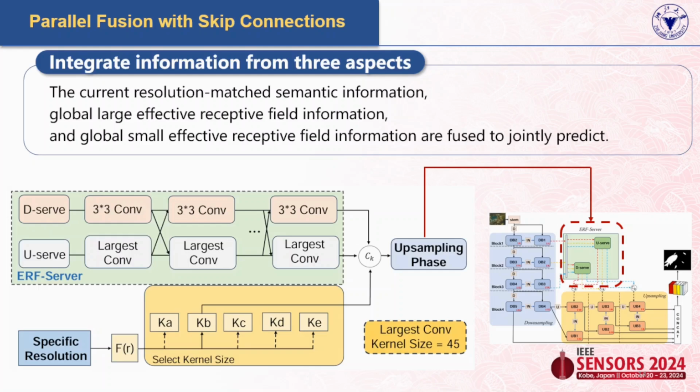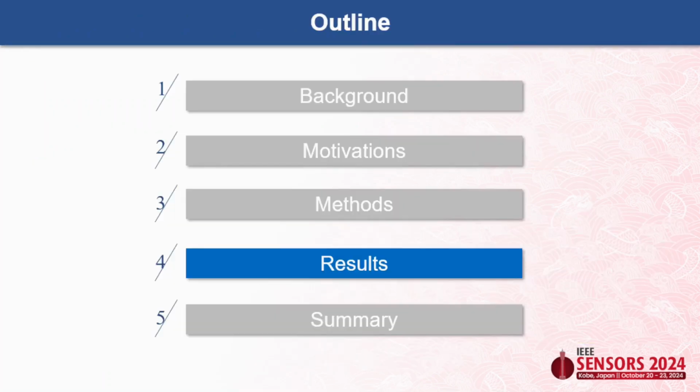By using skip connections, the network ensures that information flows smoothly across layers, preserving both high-level context and fine-grained details. This parallel fusion approach makes it particularly robust for challenging underwater detection tasks.